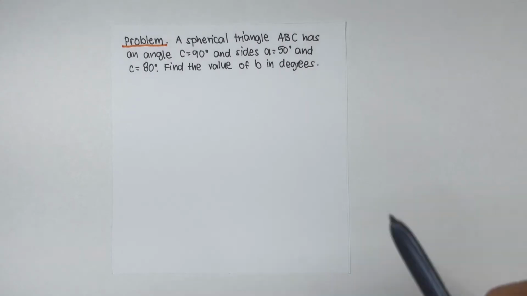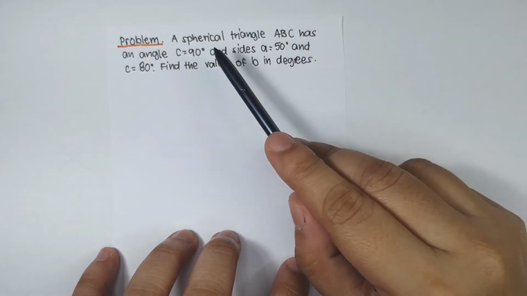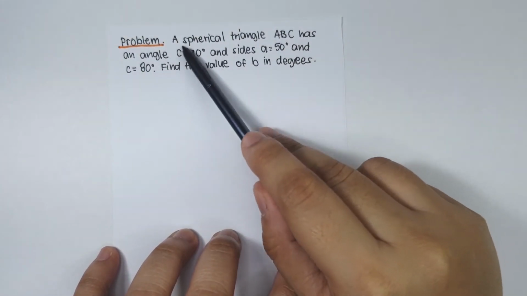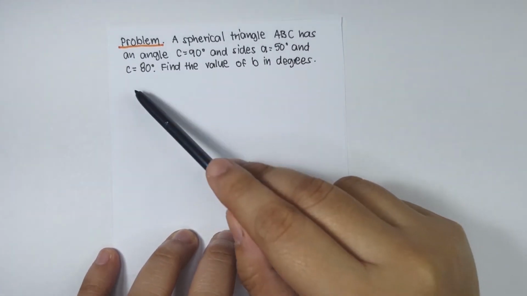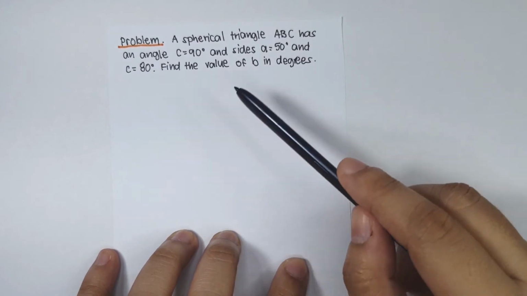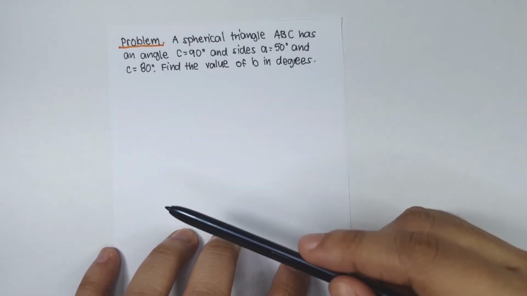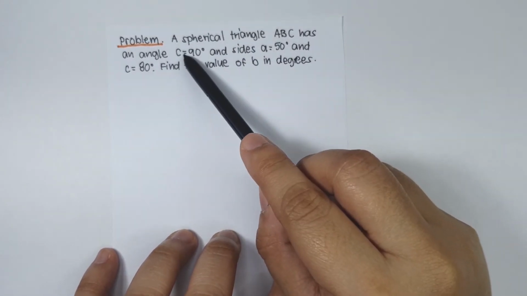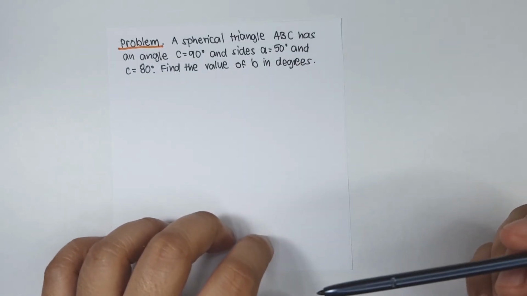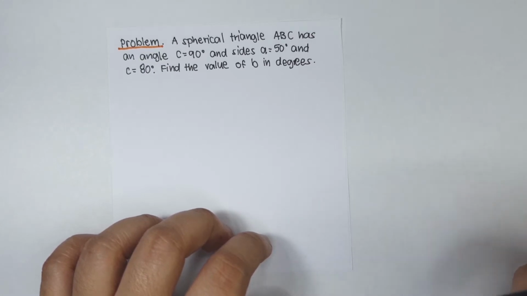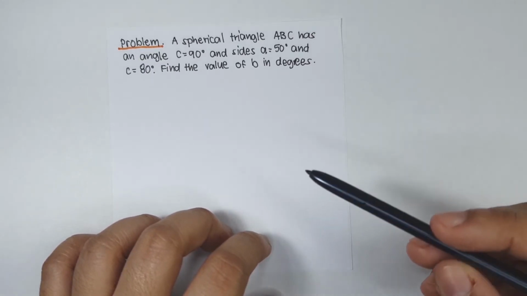Now let's solve one last quick problem. A spherical triangle ABC has an angle of C equal to 90 degrees and sides A equal to 50 degrees and C equal to 80 degrees. Find the value of B in degrees. And so take note, now you have angle C equal to 90 degrees, and so you have a 90-degree angle. Therefore, this is a right spherical triangle, and we can use Napier's rule to solve for this problem.